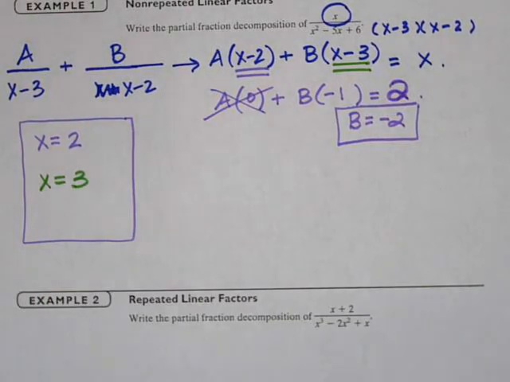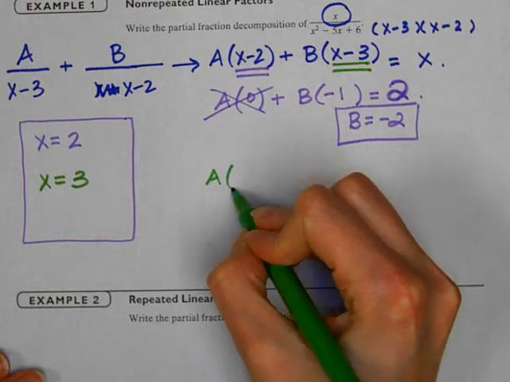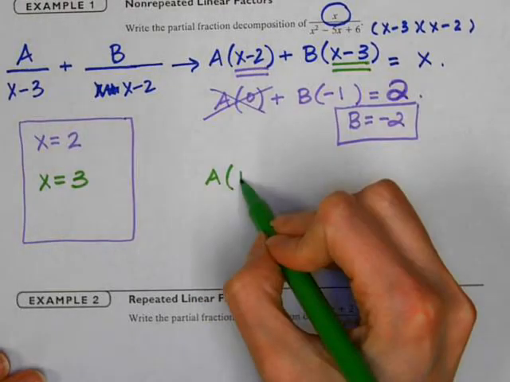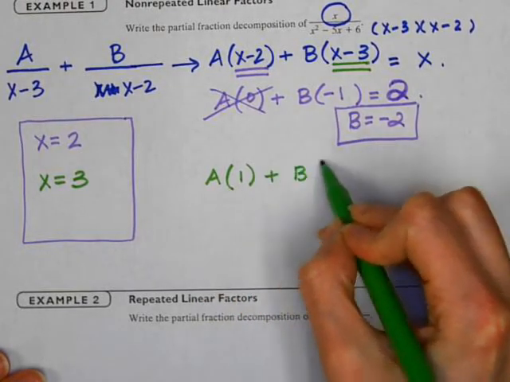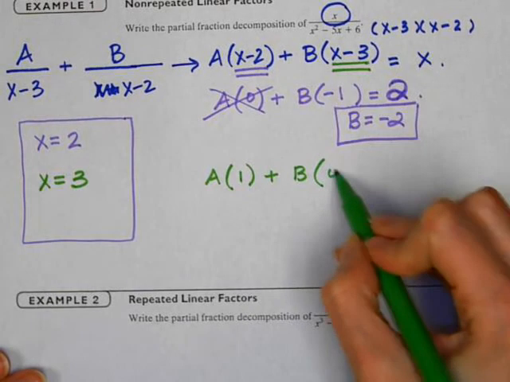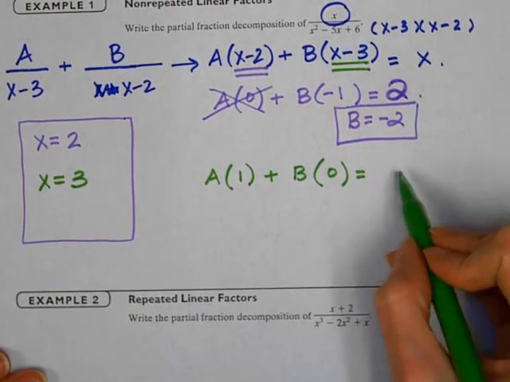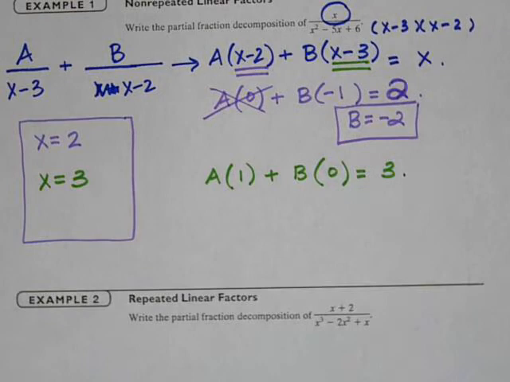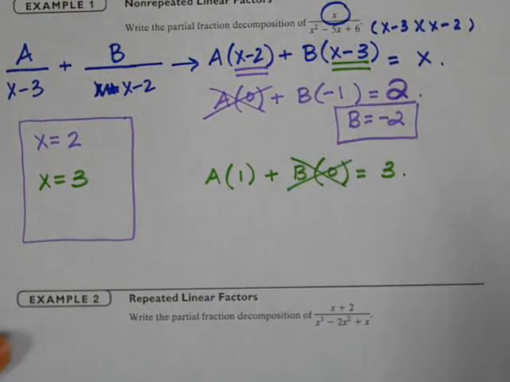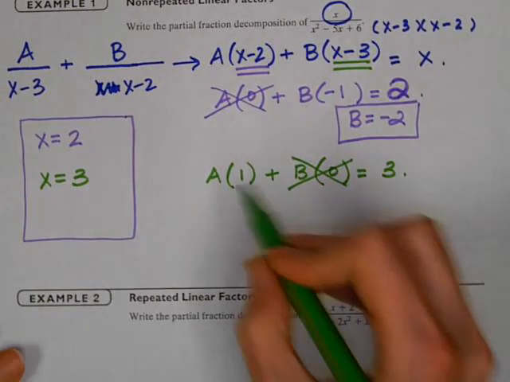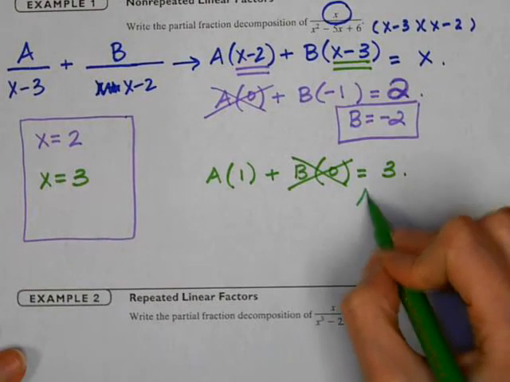All right, so go ahead and plug that in. It's going to be a times 3 minus 2 is 1, plus b times 3 minus 3 is 0. That's the whole point. And then x this time is 3. So this one cancels. And if you solve for a, 3 divided by 1, a is just 3.